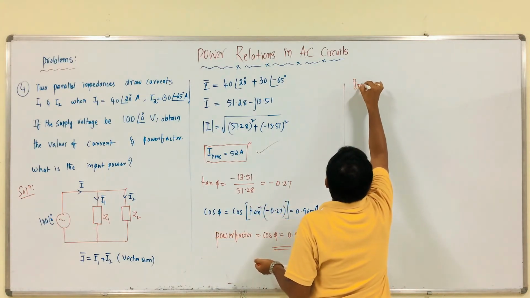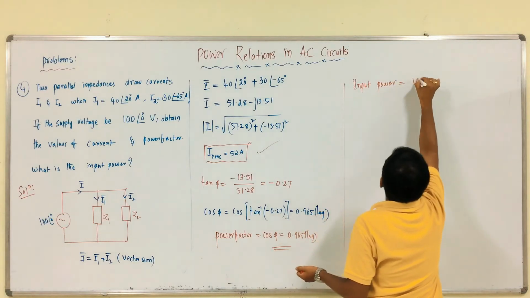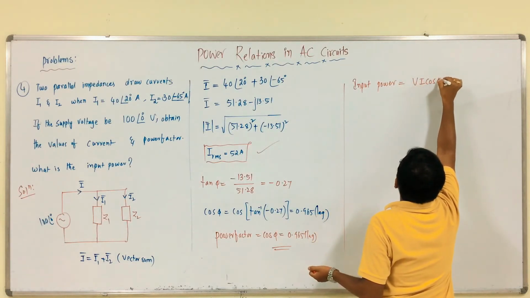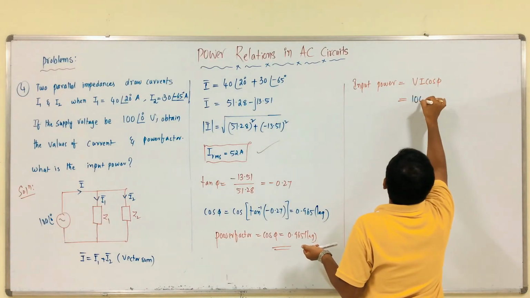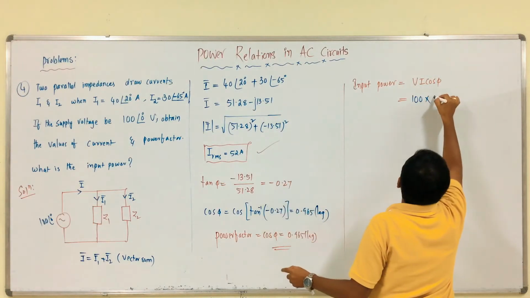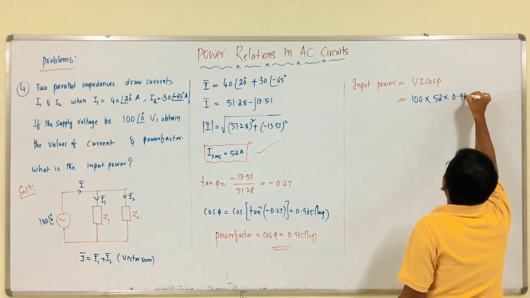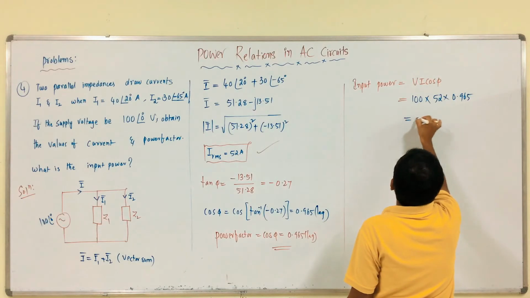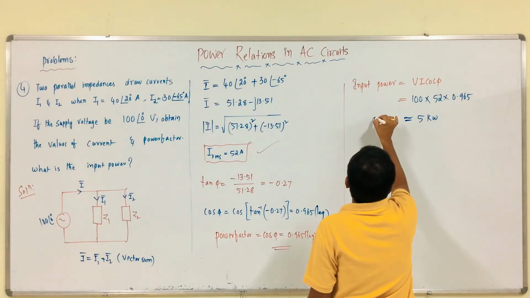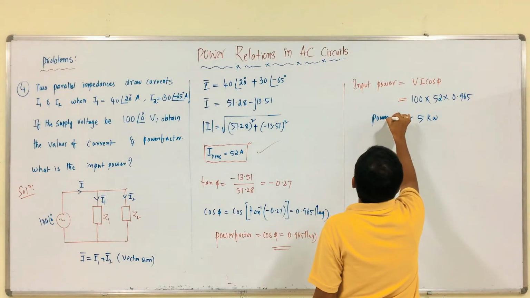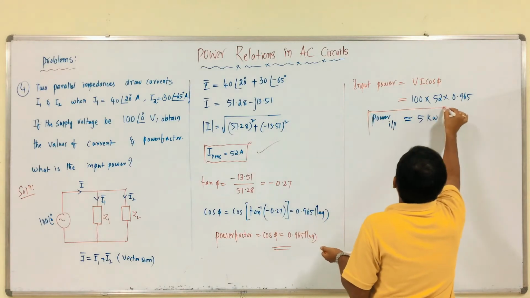Next, input power, which is nothing but V I cos phi. Therefore, what is the value of V? 100, into the value of I, 52, into the power factor, 0.965. So from this we can get approximately 5 kilowatts of power input. That is it. The answer is 5 kilowatts.